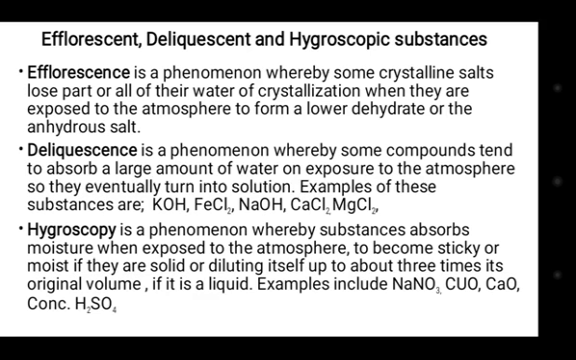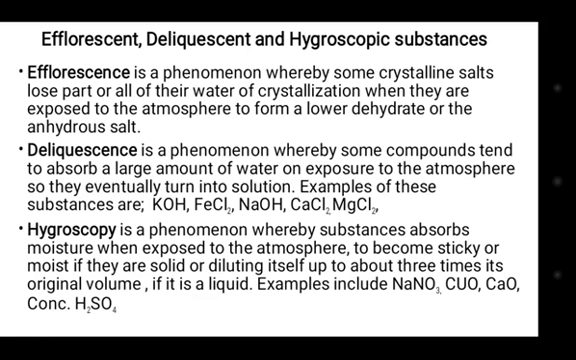Now, we also have another set of substances. We call them hygroscopic substances. So what is hygroscopy? It's a phenomenon whereby substances absorb moisture when they are exposed, but they do not form a solution. Rather, they become sticky. So the difference between deliquescent and hygroscopic is that deliquescent substances, on absorbing moisture, form a solution by dissolving in it, while hygroscopic substances do not form a solution, they rather become sticky or moist. Examples are sodium nitrate, copper oxide, calcium oxide, and concentrated H2SO4.